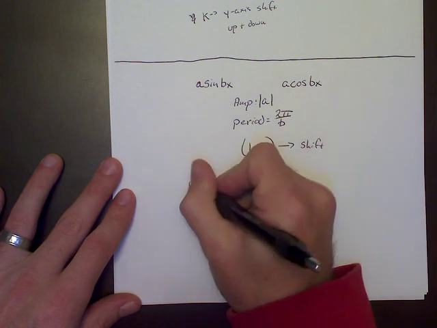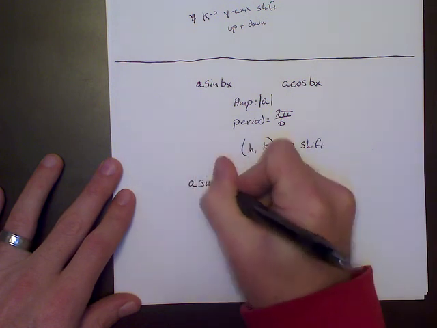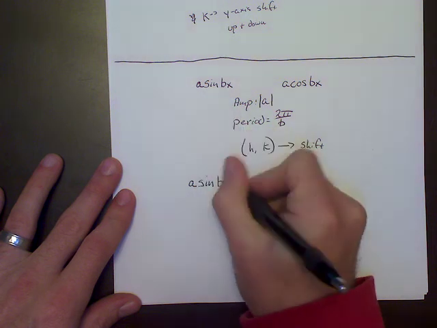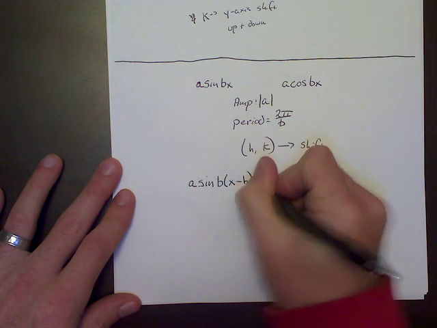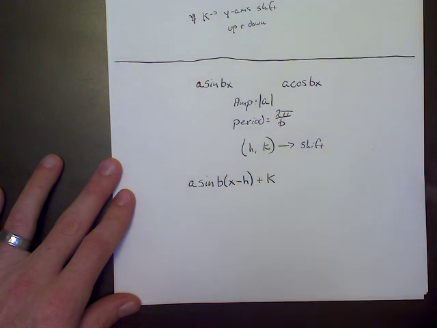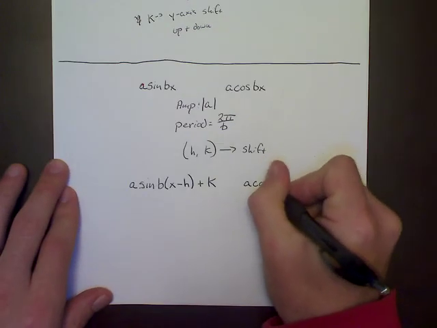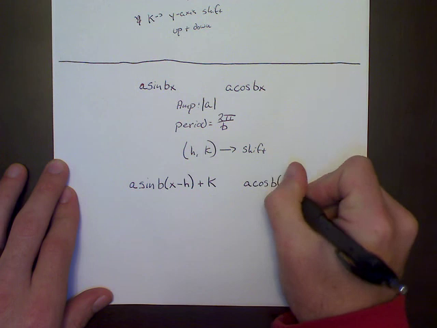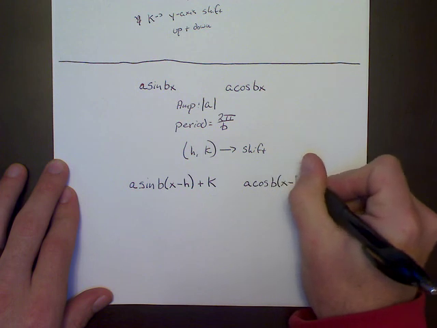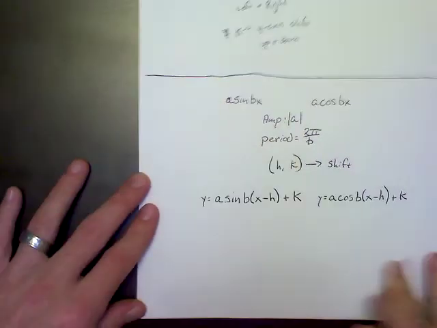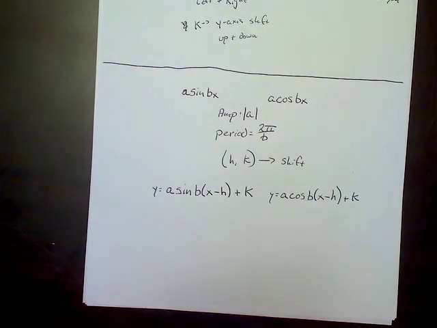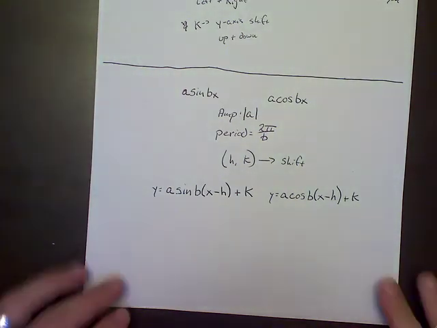So if you had a sine of b, notice that part hasn't changed, but this is where it changes. You get parentheses x minus h, and then plus k. And cosine's the same thing. You get a cosine b(x minus h) plus k. And both of these would in turn be equal to y. So this is what the new equations would look like.